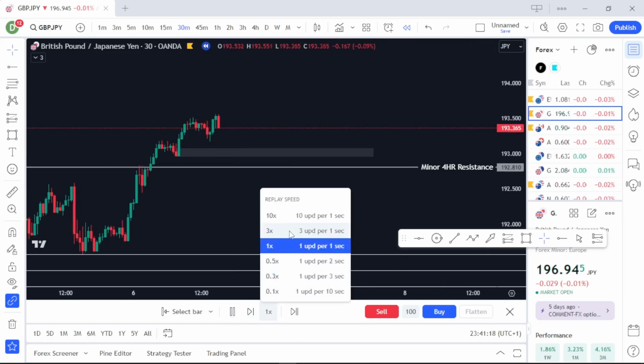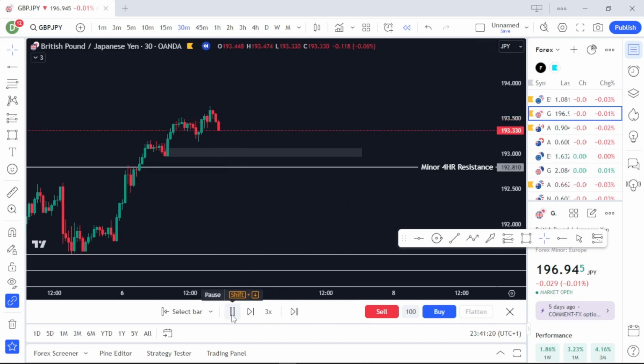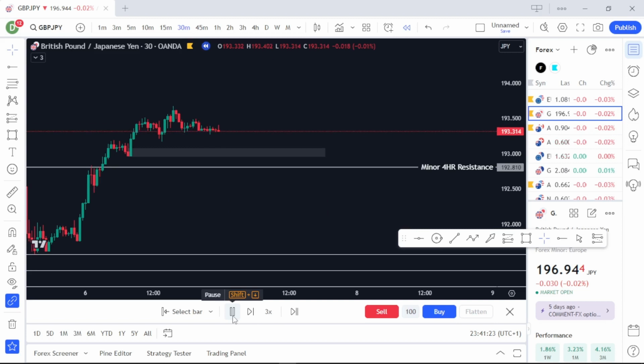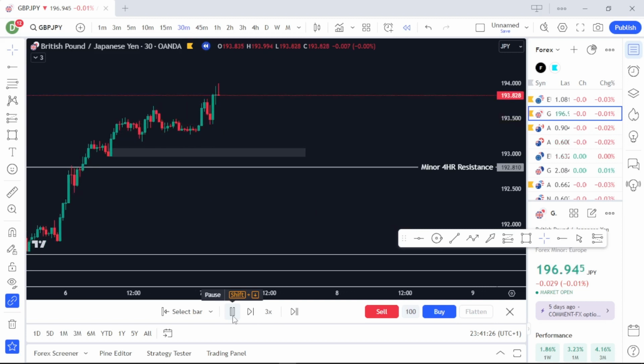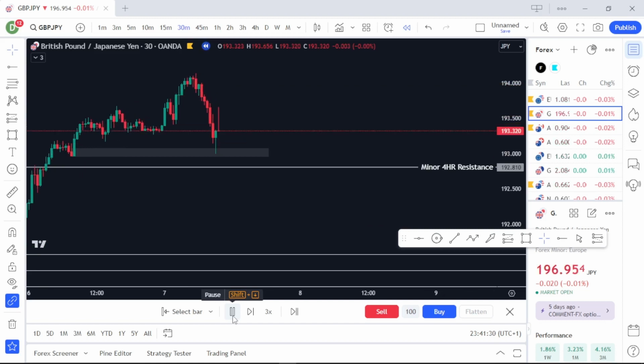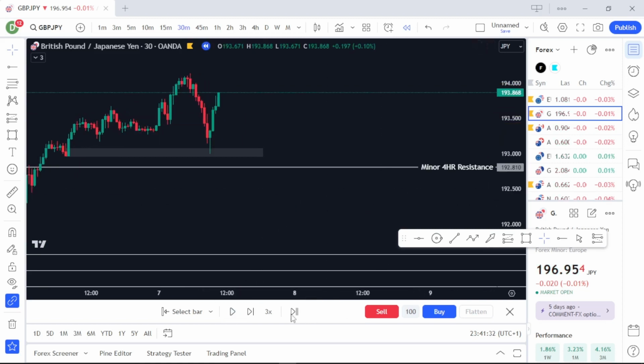Let me fasten it a little bit. So let's see when the market comes into it. That's when we are going to consider our entry, to confirm that the market has created a new area of support. Okay, here is my entry. Let me go back some few candles.